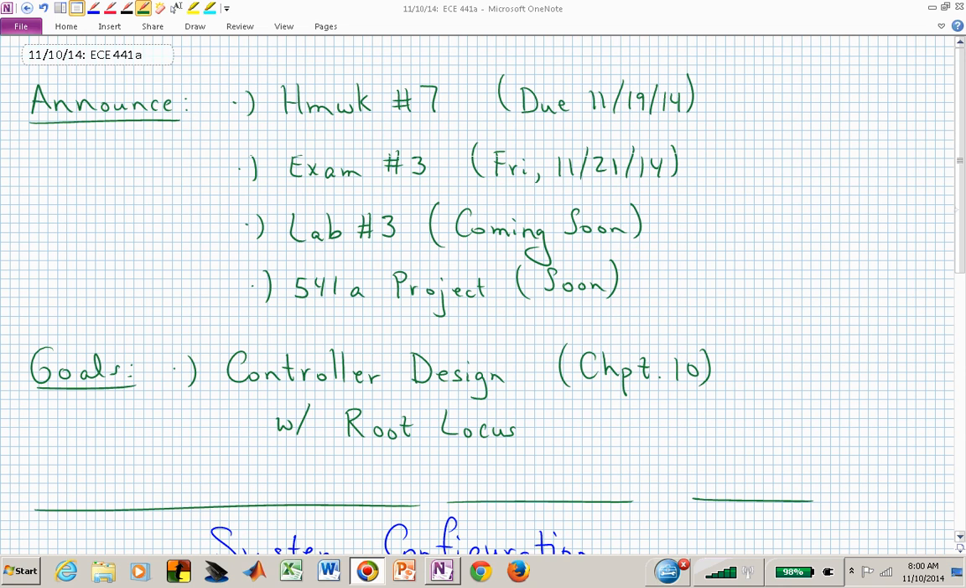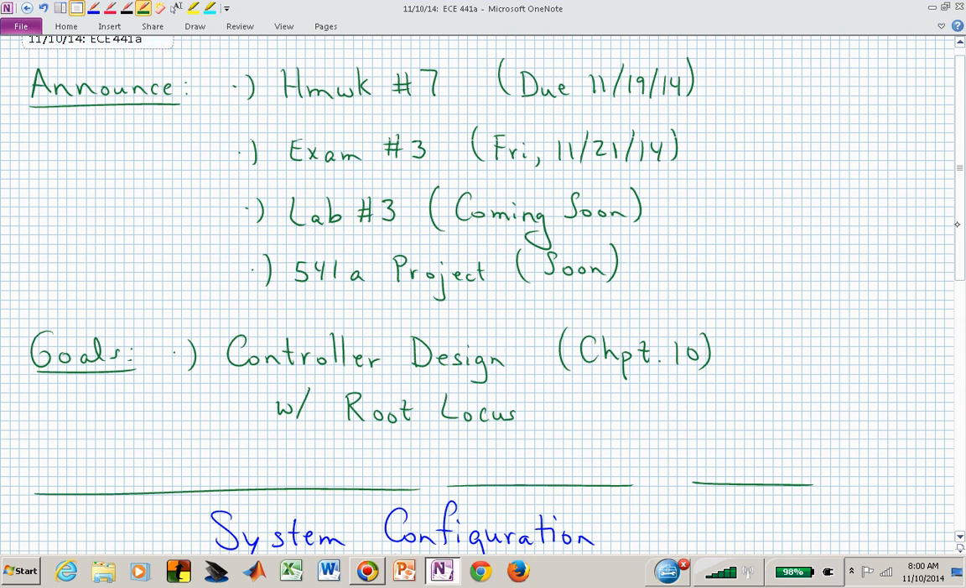Homework number 6 was due Friday, and so homework 7 now. I gave you the weekend off since you may have been doing something relative to homecoming, but homework number 7 will be due right before exam number 3. Exam 3 is in a couple of weeks. Actually less than that. It's on the 21st of November, and that will be covering the material on homework 6 and 7. It's basically root locus, construction, and design. And I'll try to make some exam number 3 material available like I have in the past.